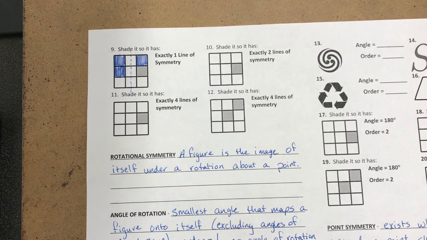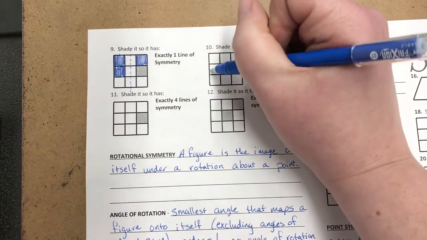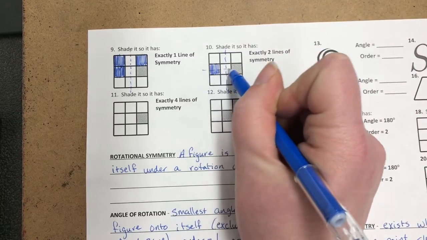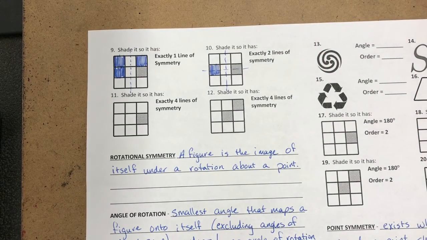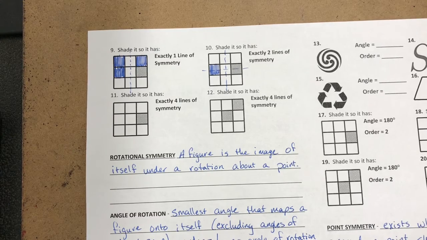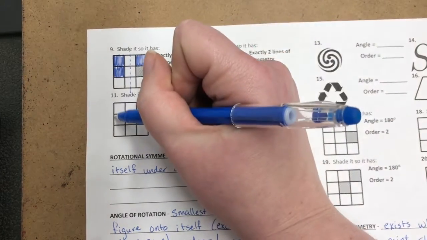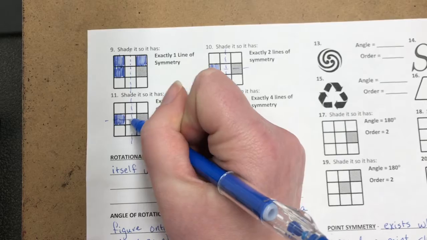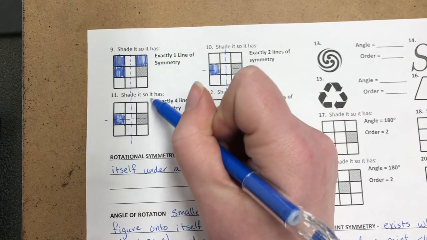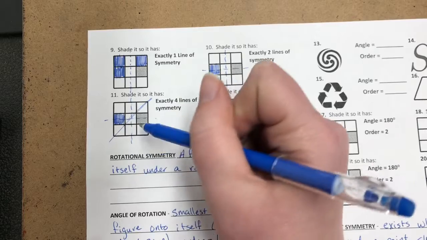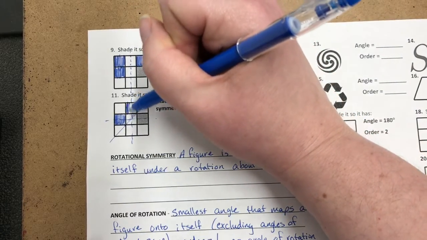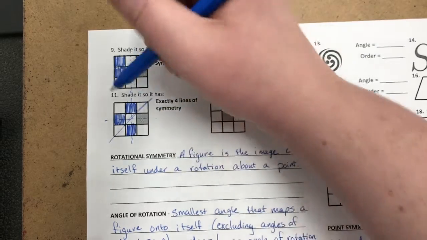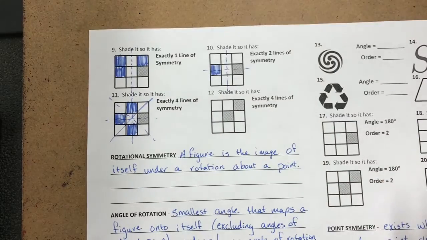For 10, they want it to have 2 lines of symmetry. I think with this one, if I just shade on this side, I could fold it this way and I could fold it this way and it would match. 11 wants 4 lines of symmetry. To get my 2, I can shade in this one here. That would give me my horizontal and vertical lines of symmetry. And then if I try to fold it diagonally, that would mean this one here would have to be shaded and this one here would have to be shaded. And then that would give me my 4 lines of symmetry.